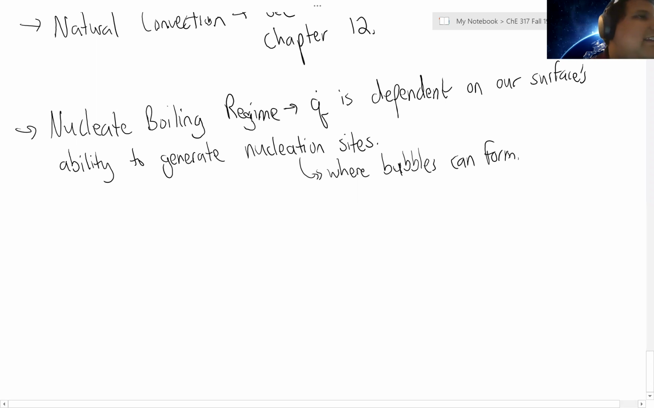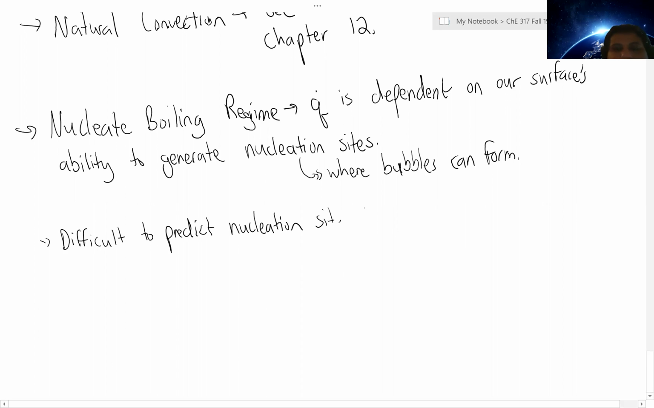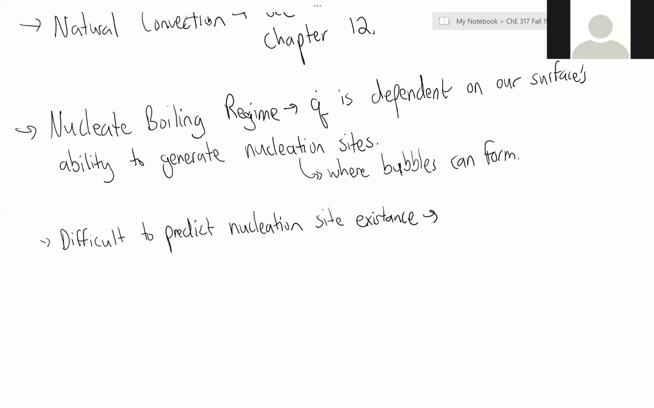Well, we won't get into the nitty gritty of that. But the point is it's difficult to predict the existence of nucleation sites. So what do we do when we can't develop good models to predict things in engineering? I heard somebody try to say something.